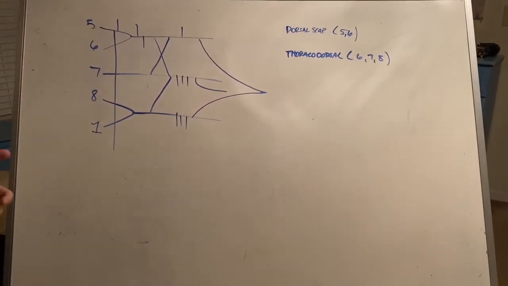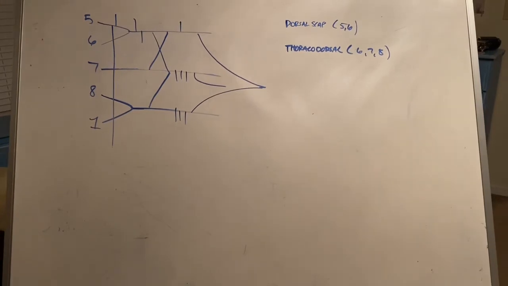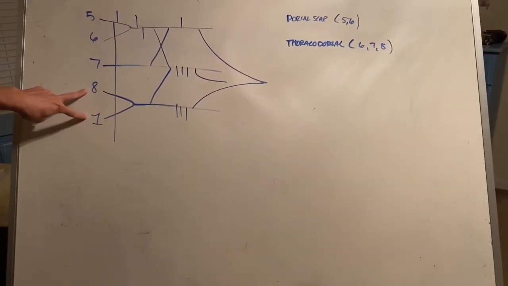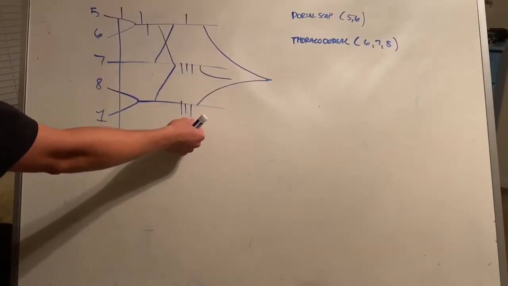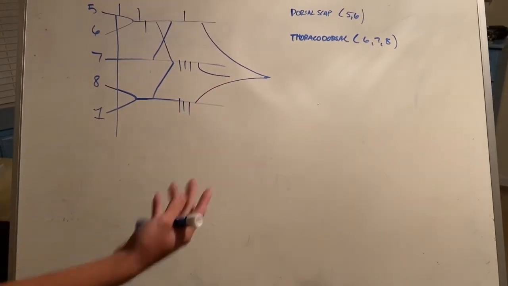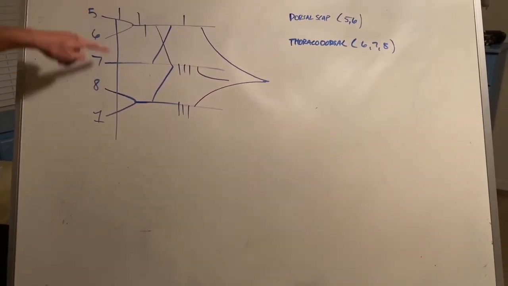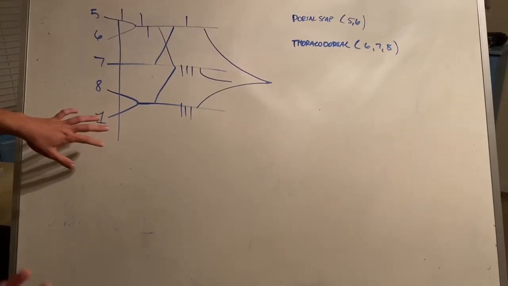And so any possible question that they could ask, such as, if you lose roots 8 and 1, what would happen? You would need to know that your ulnar nerve is 8 and 1, but maybe something like long thoracic, which is 5, 6, 7, wouldn't be affected.